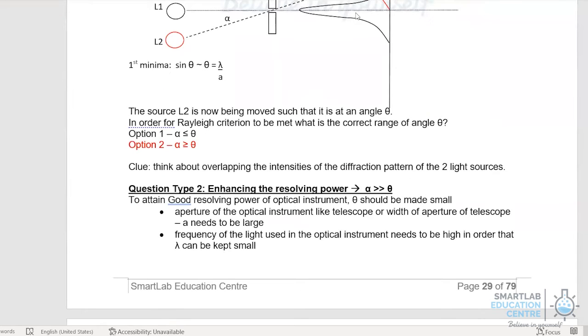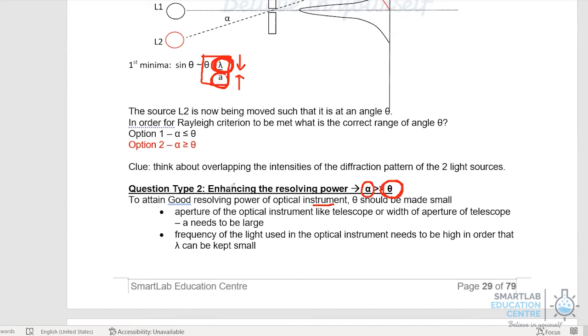Finally, we look at the last part of the question as to how we can improve the resolving power of an optical instrument. Certainly, to do that, we want to make sure that the angular separation is much larger than theta. So in terms of the design of the optical instrument, we want to make sure that the minimum separation, governed by the formula theta equals lambda over a, is as small as possible. If theta needs to be as small as possible, you want lambda to be small and you want a to be large. So what does that mean for the optical instruments?